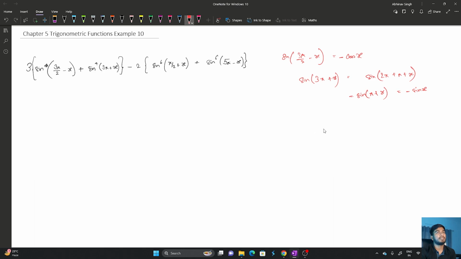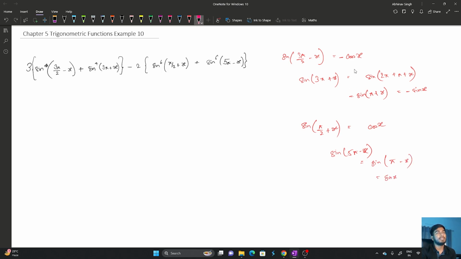Similarly, you can do sine of pi by 2 plus x, which will be cos x, and sine of 5 pi minus x can be written as 4 pi minus x. Sine of pi minus x will be sine x.